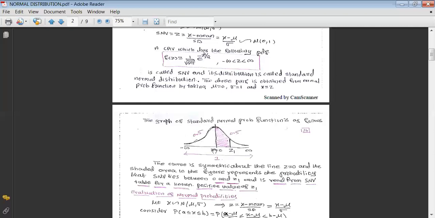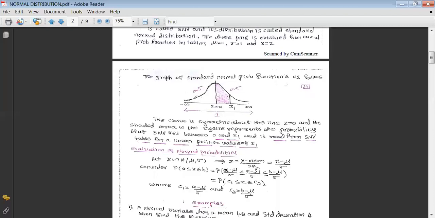And the shaded area in the figure represents the probability that the standard normal variate lies between 0 and z1. It can be read from the standard normal table for a known positive value of z1.